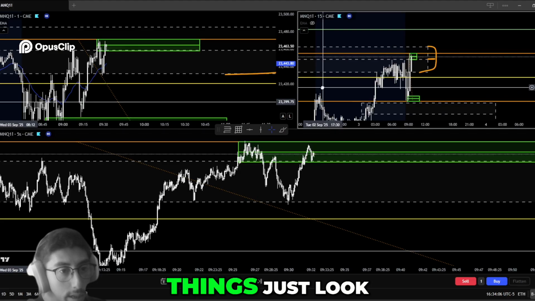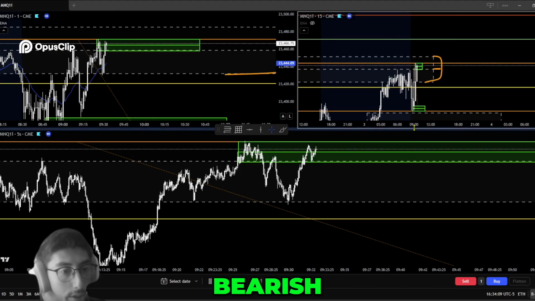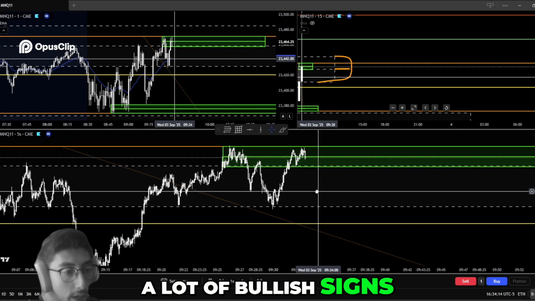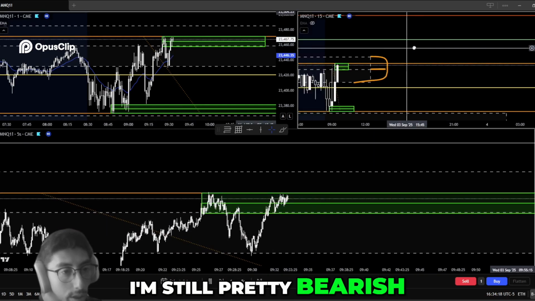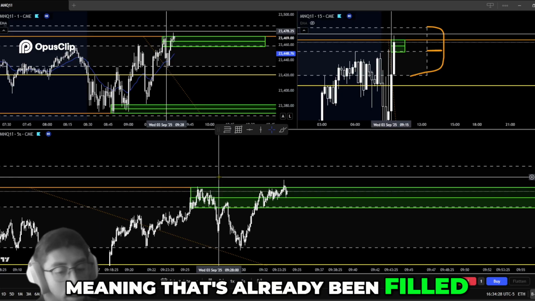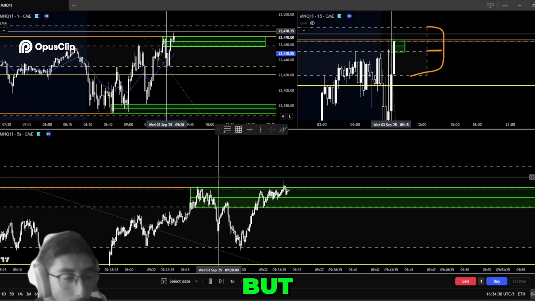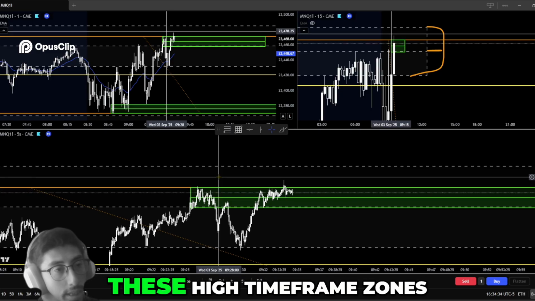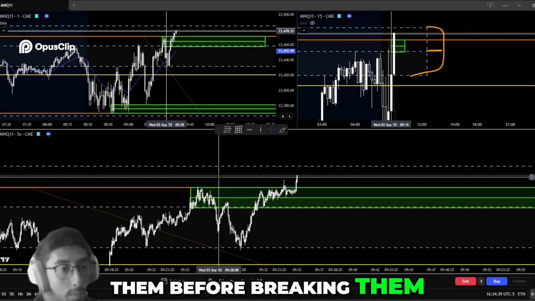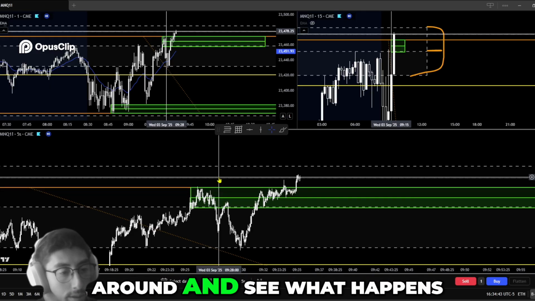Right now, things just look bearish. I'm not bullish just yet, but we are showing a lot of bullish signs. I'm still pretty bearish. The 15-minute zone that I marked out is already mitigated, meaning that's already been filled, so it might not hold. But these high time frame zones, sometimes we'll bounce around them before breaking them. But we're just gonna sit around and see what happens.